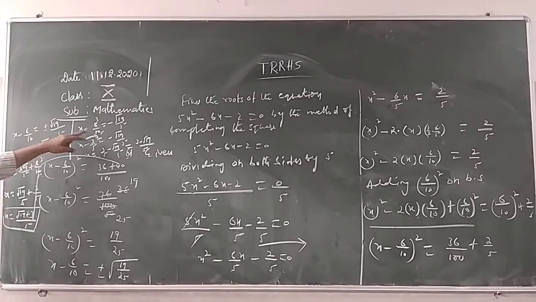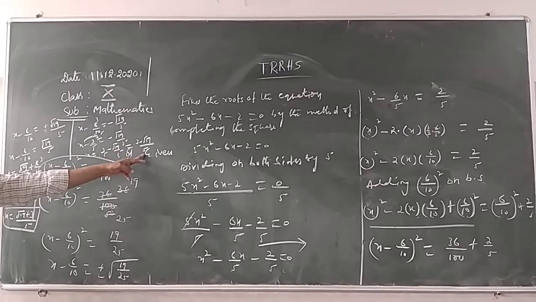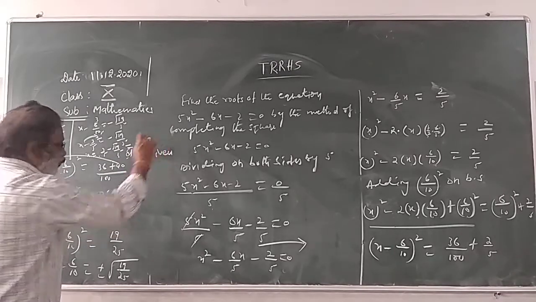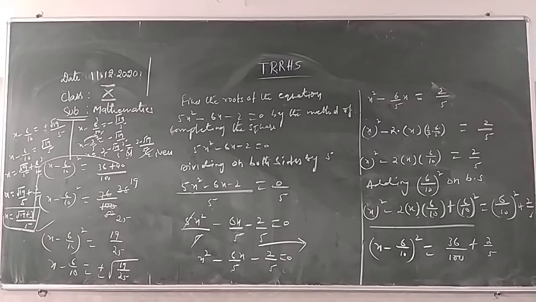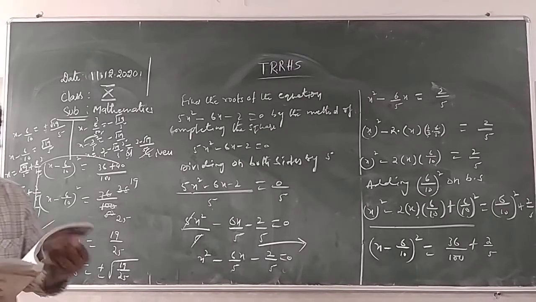This time we take x minus 3 by 5 is equal to minus root 19 by 5. Minus 3 by 5 sent to the right side, plus 3 by 5. So you simplify, you get it. So what are the values? The roots are x is equal to 3 plus root 19 by 5, 3 minus root 19 by 5. So like this you will find the roots of the quadratic equation by completing the square. I hope we clearly understand, children.